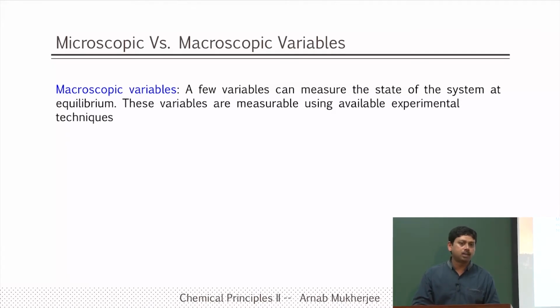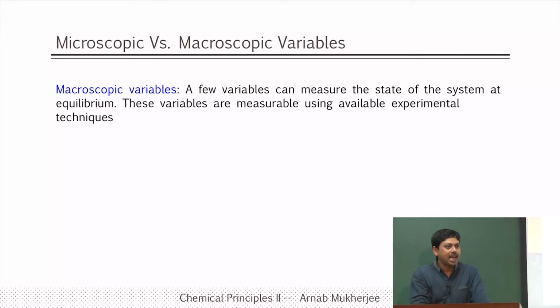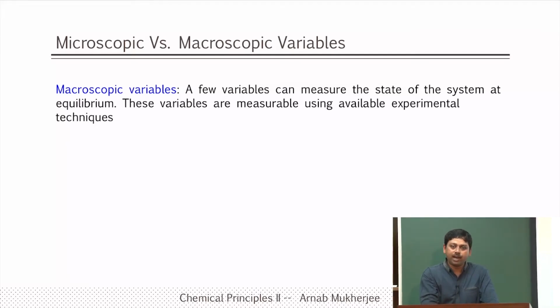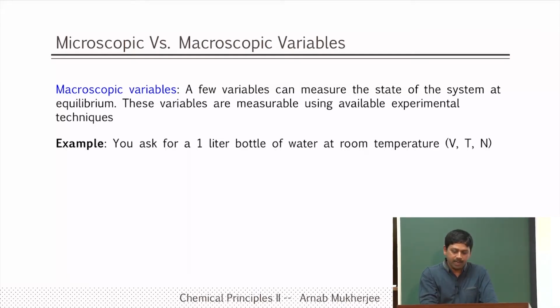So let us say if I go and ask in a shop, give me 1 liter of water at room temperature. So what are we specifying there? We are specifying the volume, we are specifying the room temperature, which is temperature, and we do not have to specify, but it is quite understood that we are also specifying the atmospheric pressure. So we are already specifying three different macroscopic variables. What we are not specifying is an enormous number of microscopic variables that are hidden within these fixed values of macroscopic variables. What do I mean by that?